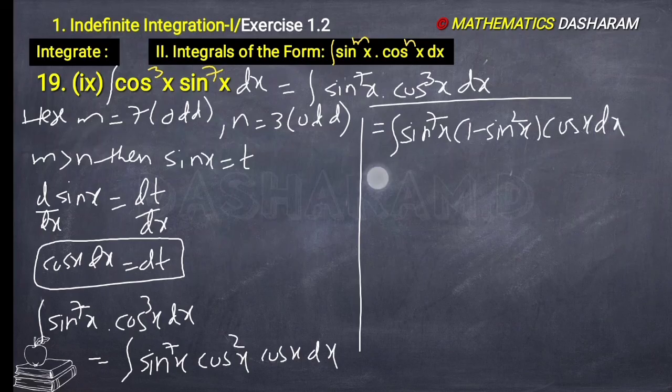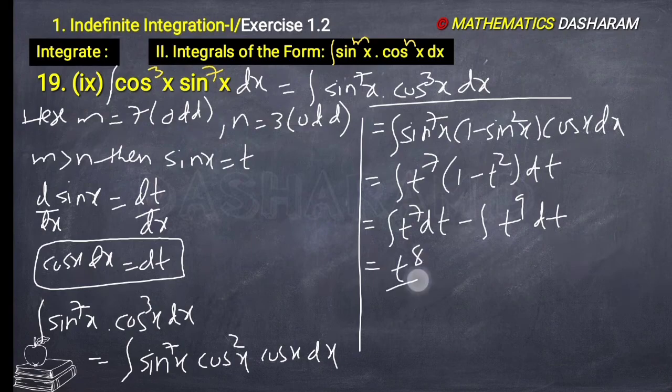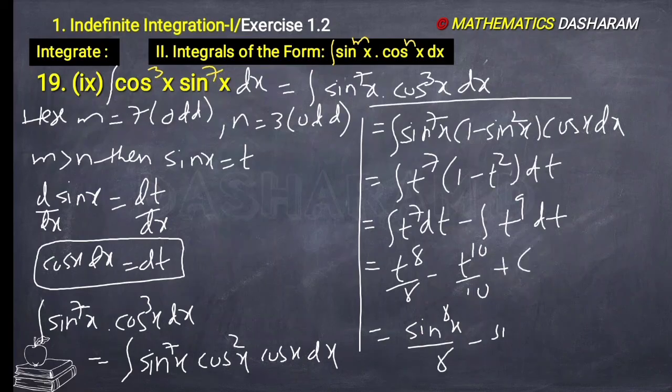Now substitute the values. So integration t to the power of 7 into 1 minus t square into dt. Multiplying t to the power of 7 inside, we get integration t to the power of 9 dt, so it is equal to t to the power of 8 by 8 minus t to the power of 10 by 10. Substituting the t value, which is sin x, we get sin to the power of 8 x by 8 minus sin to the power of 10 x by 10, and add one constant c. That is our required answer.